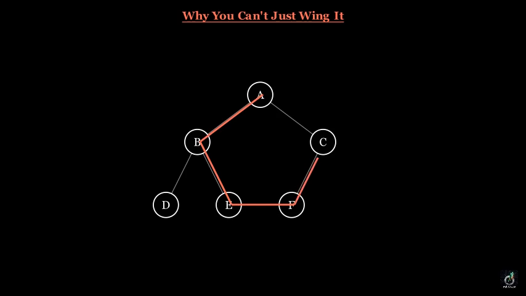If you explore neighbors without remembering where you've already been, you can walk in circles forever, revisiting the same nodes endlessly and never actually finishing. The fix is simple but essential. Keep a visited set. The moment you arrive at a node, mark it. Never explore from an already visited node again. That one habit is what turns wandering around a graph into an algorithm that's guaranteed to finish.